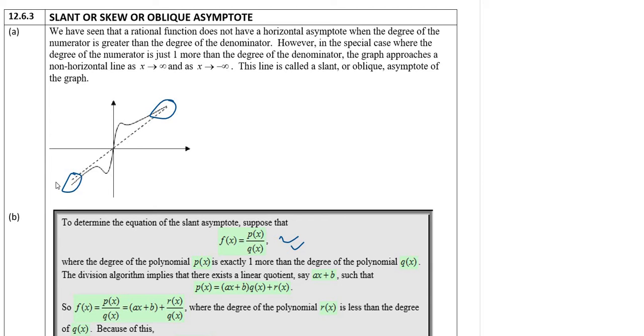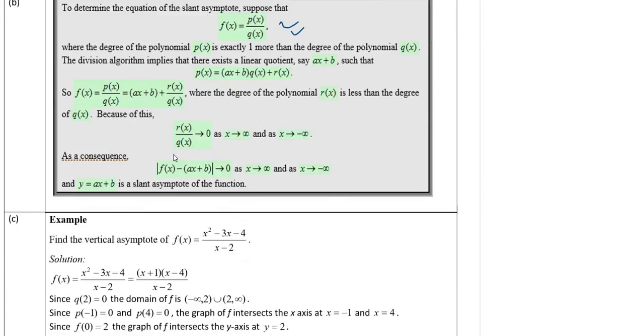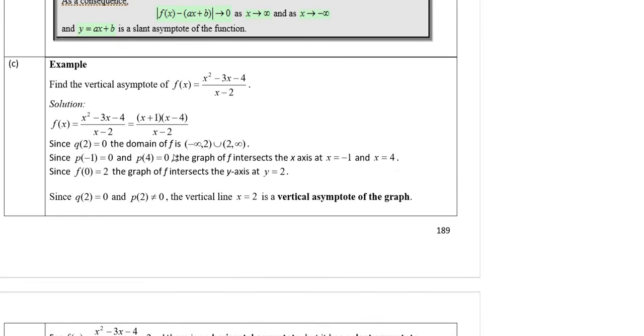Alright, and when will we have a skew asymptote? We will have it when the degree of the top is more than the degree of the bottom. So the degree of the numerator is higher than the degree of the denominator. We called it top heavy. So when the function is top heavy, then we will have a slant or skew asymptote.